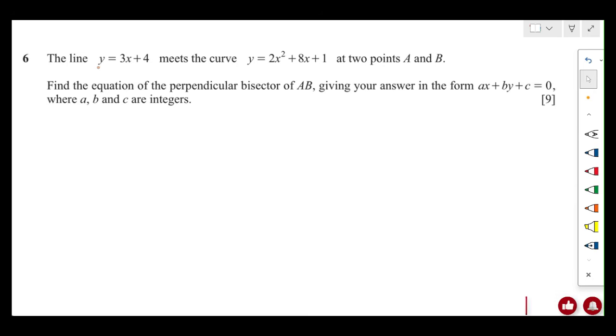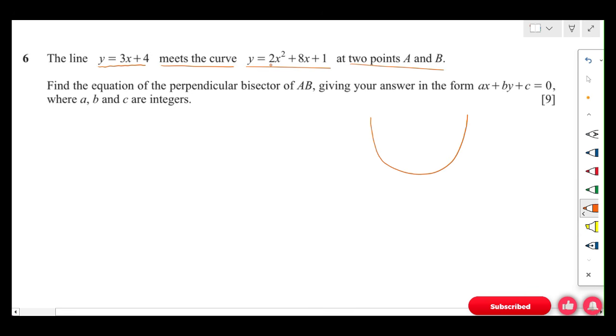Question number 6, the line y equals 3x plus 4 meets the curve, a quadratic curve, at 2 points A and B. So this is a quadratic curve, it is a parabola, right? And the opening of the parabola is upward because the x squared coefficient is positive. There is some line which meets the curve at 2 points A and B. So we need to figure out the points of intersection of the curve and the line.